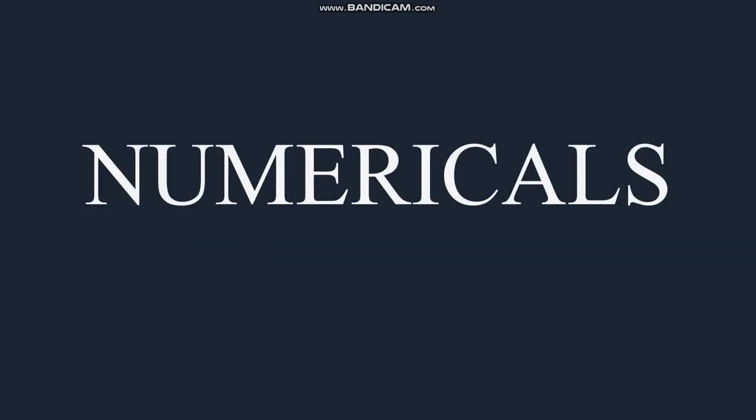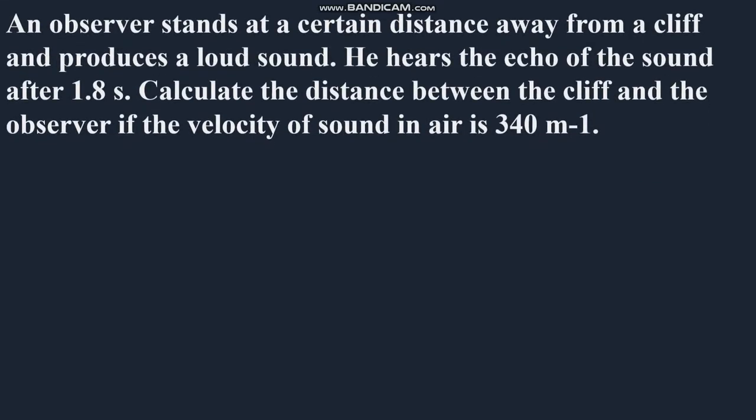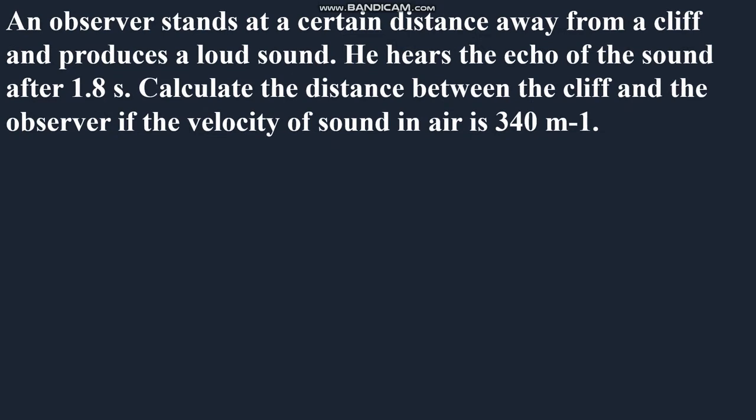Now let's do some numericals which are based on echo. First, an observer stands at a certain distance from a cliff and produces a loud sound. He hears the echo of the sound after 1.8 seconds. Calculate the distance between the cliff and the observer if the velocity of sound in air is 340 meter per second. So here you are told the velocity of the sound and you're told the time in which echo is heard. You just need to calculate the distance.